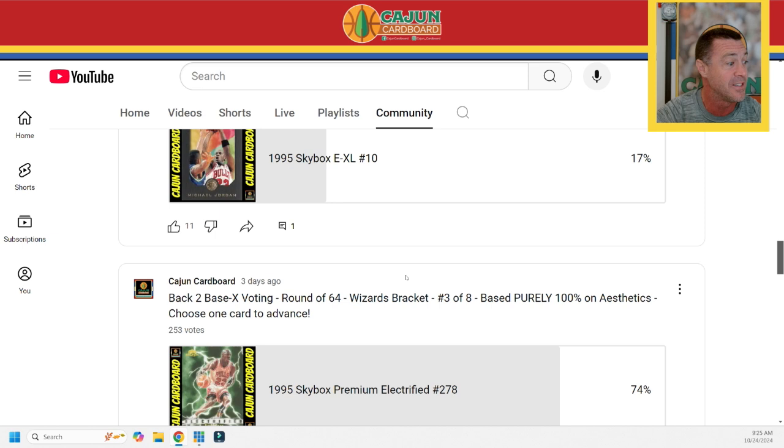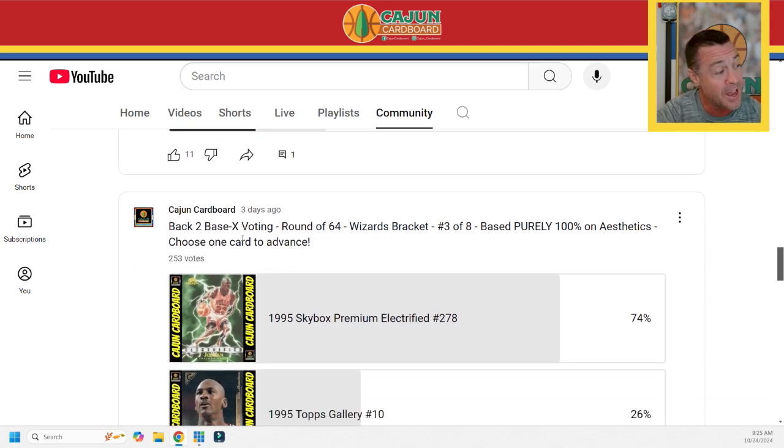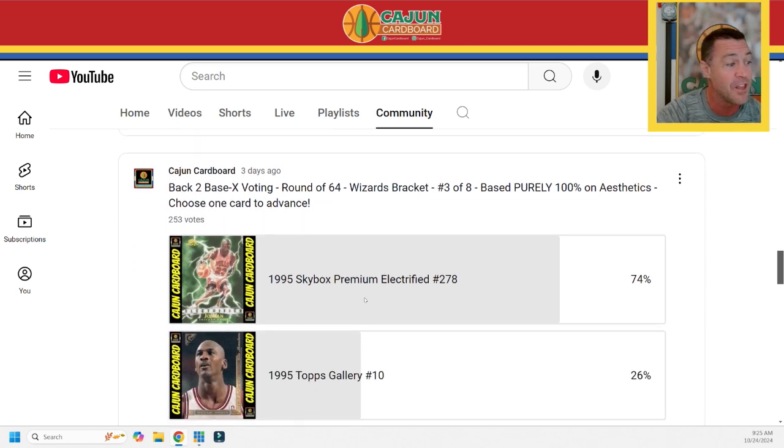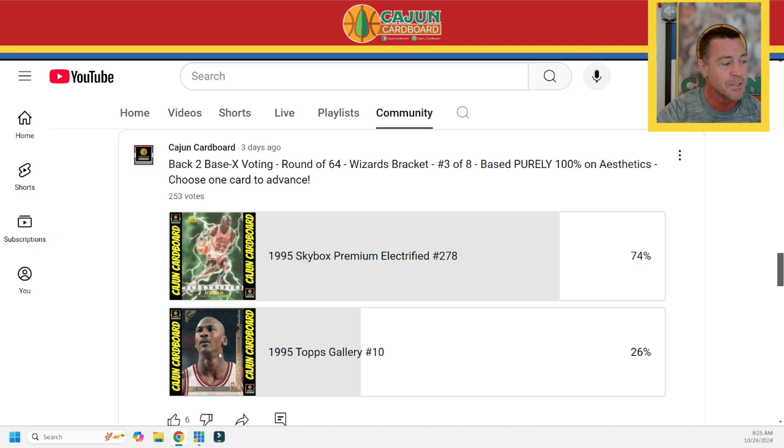That's going to be a tough one right there. Number 3 out of 8 in our voting, 253 votes. No surprise here. As much as I like the elegance and the simplicity of the Topps Gallery and the close-up image of bald Jordan, we knew that anytime you get lightning or electricity, for some reason, people go nuts, right?